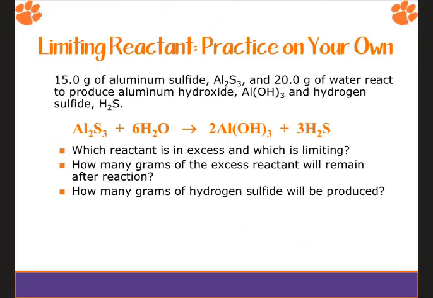All right, the final few slides are, again, just practice for you, going through the exact same problems that we went through step by step. So here you've got aluminum sulfide and water reacting to make aluminum hydroxide and dihydrogen sulfide, which is actually a pretty toxic gas. So we want to know which reactant is in excess, and more importantly, what is the limiting reactant. You're going to use this limiting reactant calculation to figure out how many grams of the excess reactant will remain. Whichever one's limiting, you're going to calculate how much of the other one you have left over. And then how many grams of H2S you will produce.